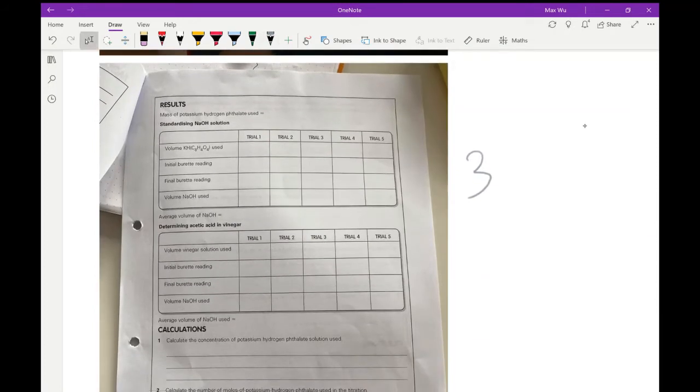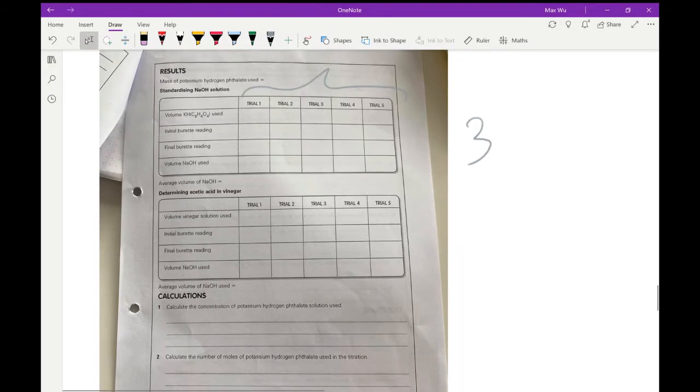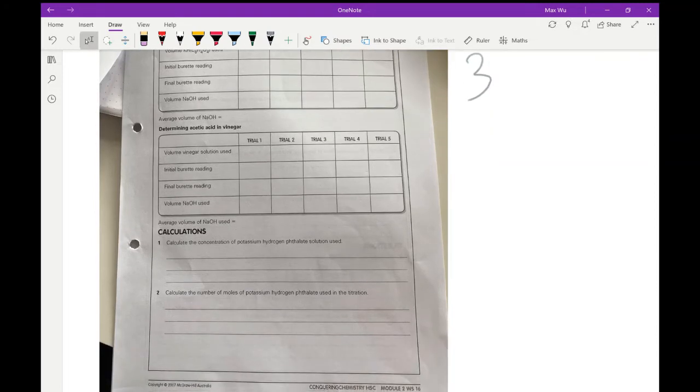And yep, we have 5 trials. Once again, why? Because we want to get something that is very accurate, right? We want reliability, consistency, and it can help us determine whether or not our testing is consistent. Okay, calculate the concentration of potassium phthalate solution used.